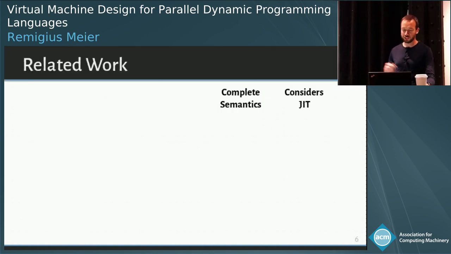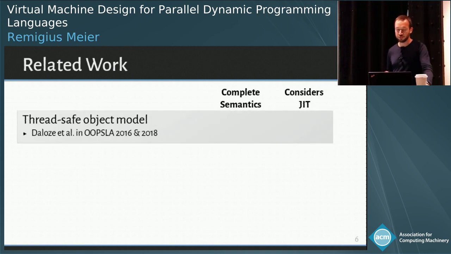Of course, there's related work in this area. I will try to categorize it based on two things. For one, do they implement the complete semantics of Python and Ruby, so sequential consistency and atomic operations? And also, do they consider the case of the just-in-time compiler and its optimizations, or basically, do they do it in the context of a high-performance virtual machine?